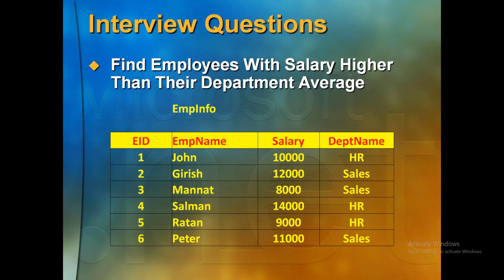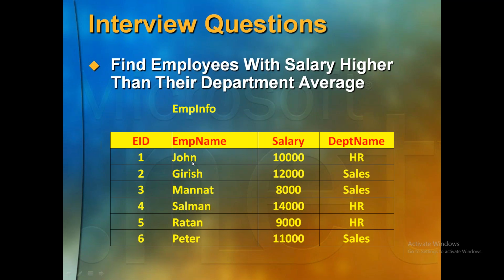Clear? So here, John is working for 10,000 salary per month, and HR is John's department. Girish's salary is this much and he is in the sales department. Manath is in the sales department. Salman, $14,000 and HR department. Ratan 9,000 HR. Peter 11,000 sales. So the question is a very simple question: find the employee with the salary higher than their department average.